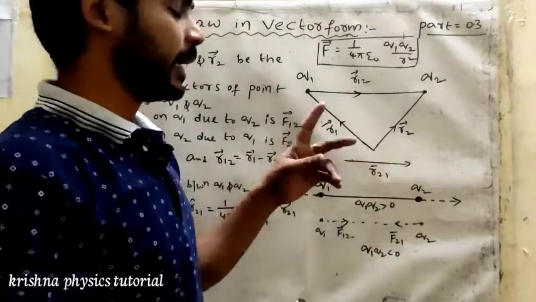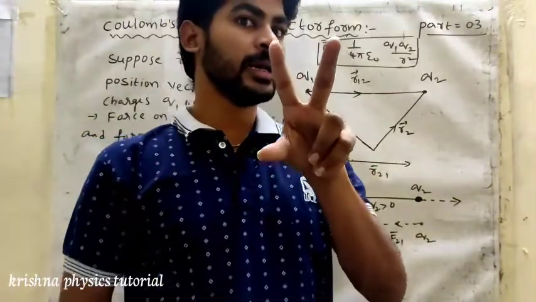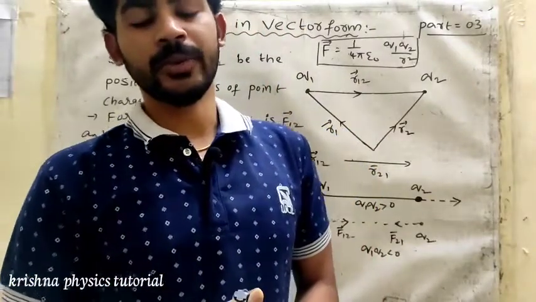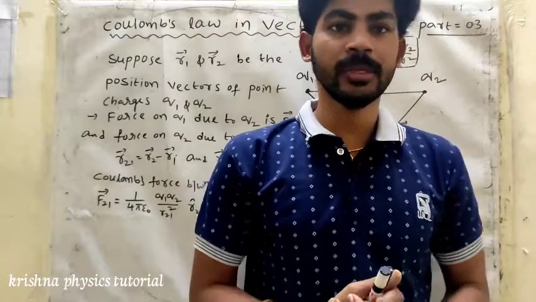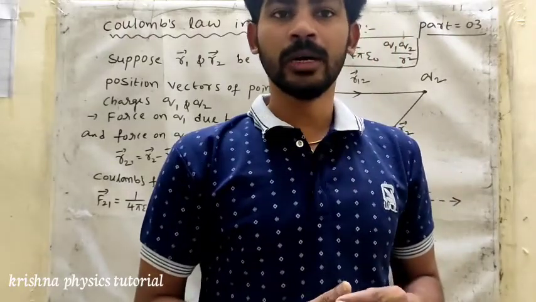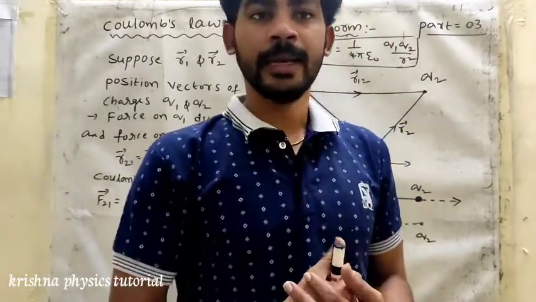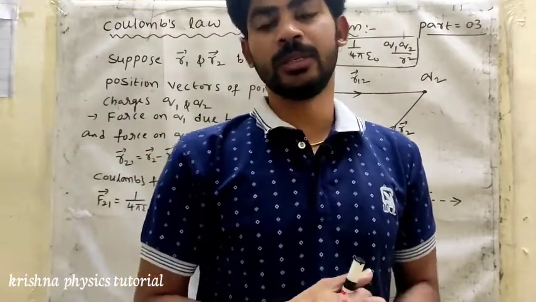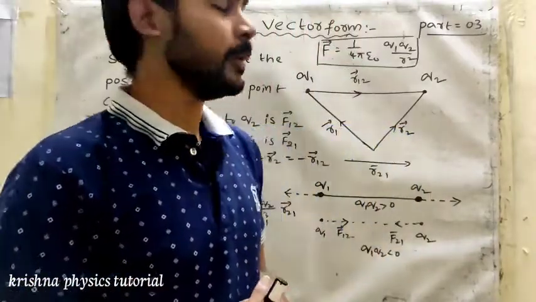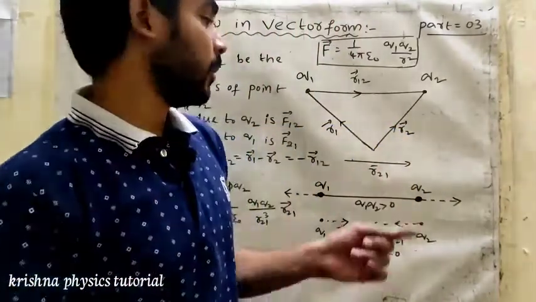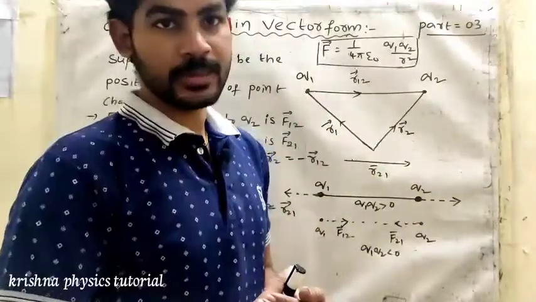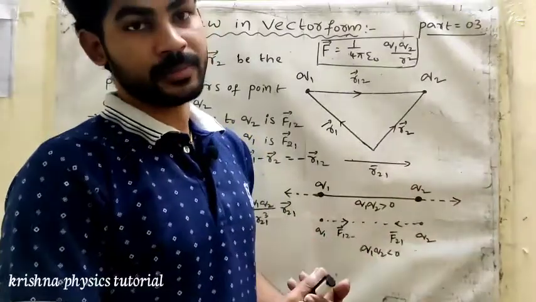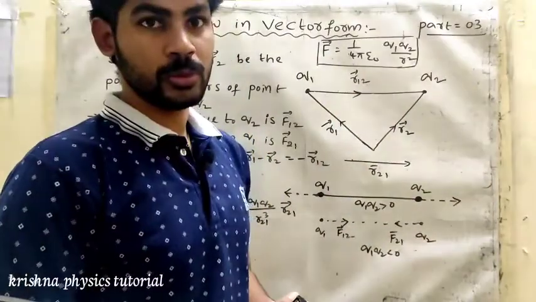Coulomb's law acts between two charged particles. We discussed the limitations in the part 2 video: Coulomb's law is applicable only to point charges, and only to the electrostatic case, only electrostatic forces, not moving charges. According to these limitations, I am taking two small point charges. The distance between them in vector notation is r bar 1 2.